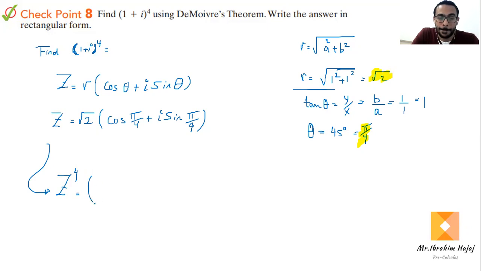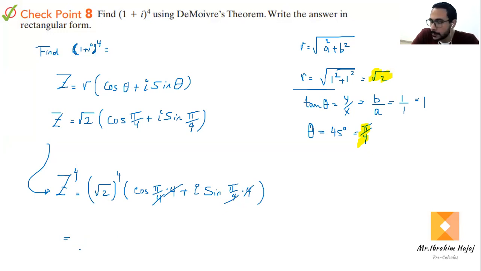To find z to the power of 4, we put r to the power 4: radical 2 to the power 4, then cosine of pi over 4 times 4, plus i sine of pi over 4 times 4. The 4s cancel, so it equals pi. Radical 2 to the power of 4 is what?